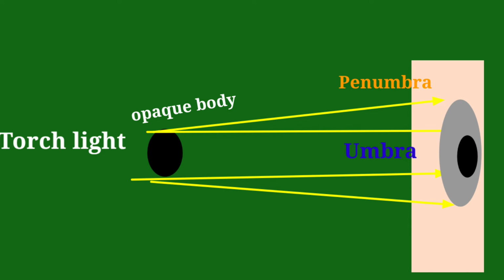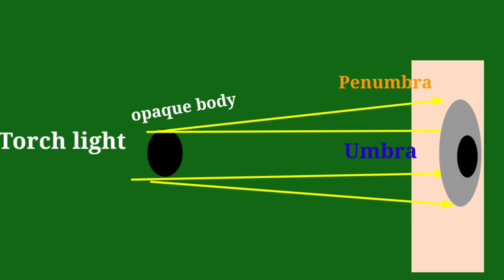One is a central dark region called umbra, and the outer less dark region called penumbra. So that is shown over here with the neat diagram. The umbra region is the total darkness, as no ray of light enters this region. Remember it. The penumbra receives a few light rays so that it is less dark.